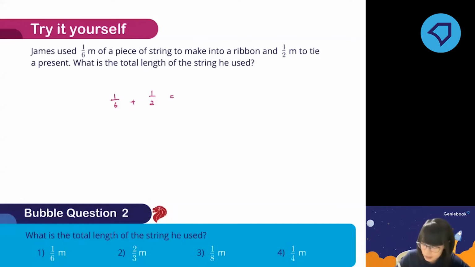Multiply by 3, okay? You can multiply with each other, don't worry about that. Final answer, you still need to simplify, okay? So we just need to multiply this.